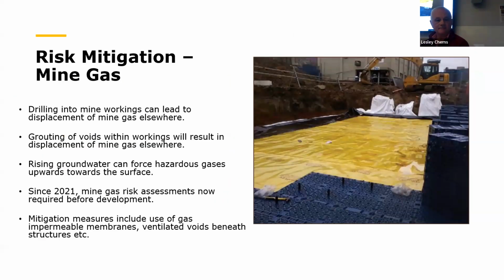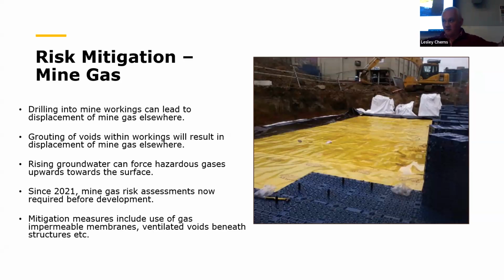And mine gas. Drilling into mine workings obviously can move the gas around. If you grout up the workings, that gas has got to go somewhere. So it'll move somewhere else. It talks about rising groundwater. Rising groundwater filling workings pushes the gas upwards. And gas, methane in particular, will rise to the surface. It can collect under new structures you put in. So you put gas mitigation. Easiest way of doing it: the gas is like water. It's very lazy. It'll take the easiest route out.